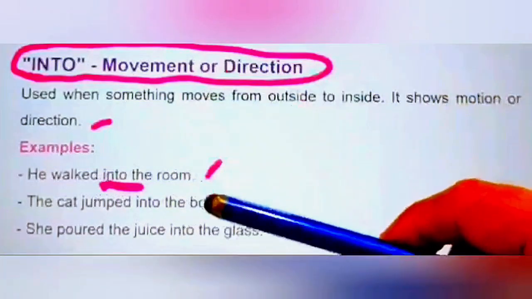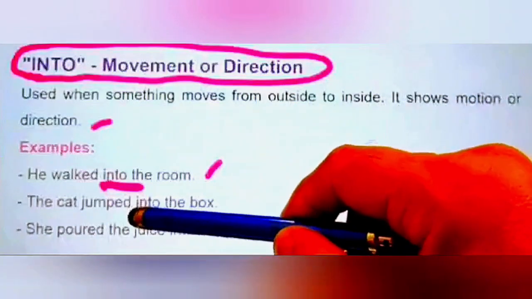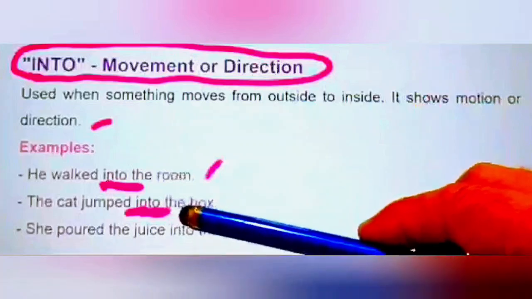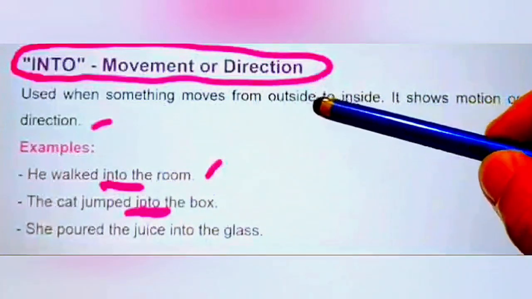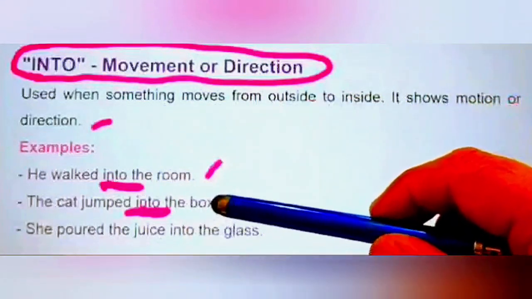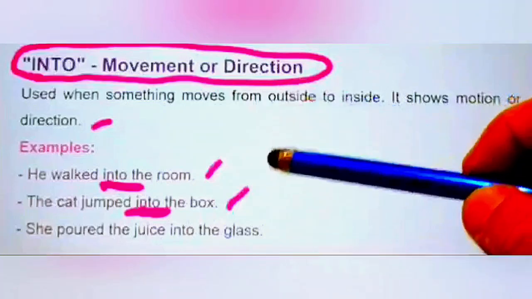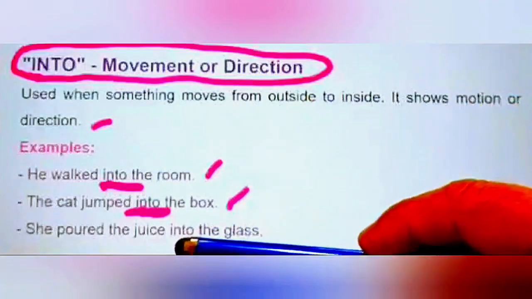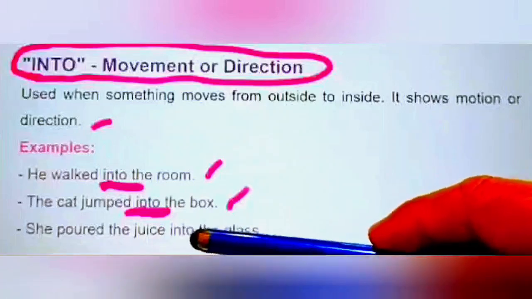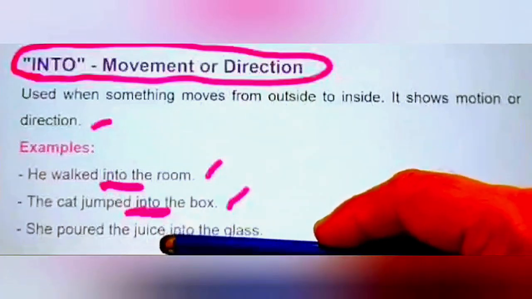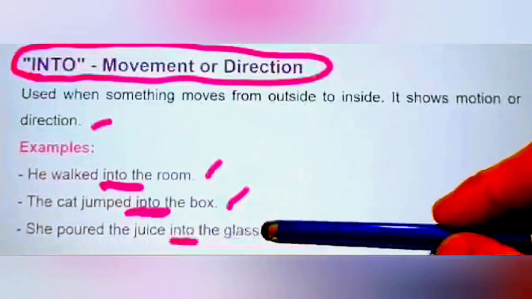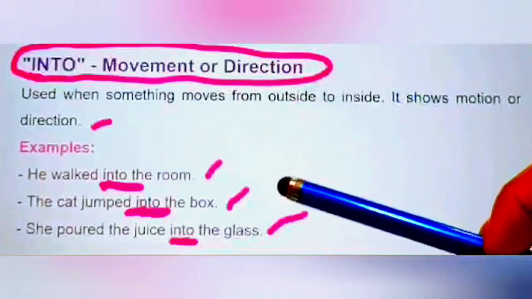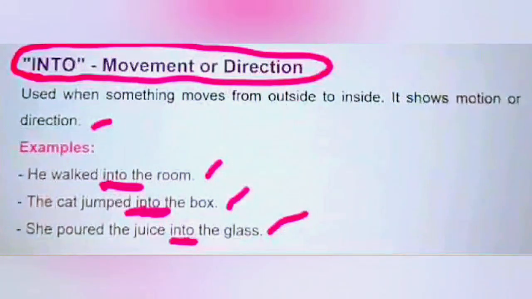The cat jumped into the box. This describes that the cat jumped from outside to inside the box, and this describes the movement of the cat. And the next example here: she poured the juice into the glass. This is also an example of movement.